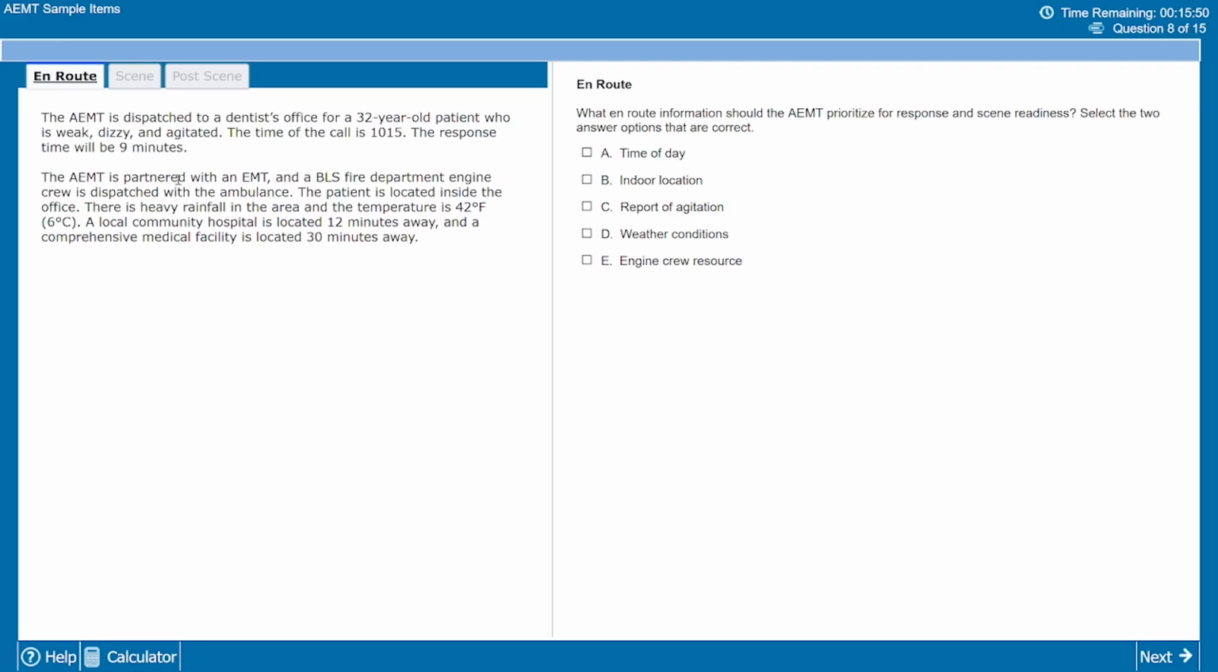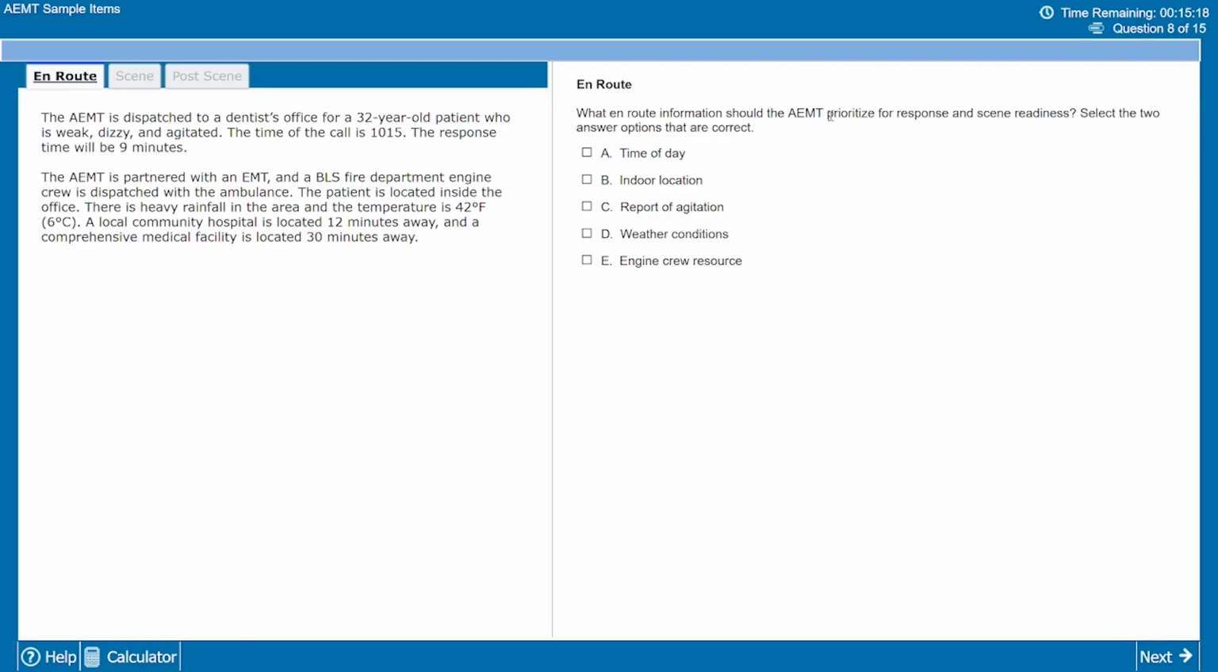The AEMT is partnered with an EMT and a BLS fire department engine crew that is dispatched with the ambulance. The patient is located inside the office. There is heavy rainfall in the area, and the temperature is 42 degrees Fahrenheit, or 6 degrees Celsius. A local community hospital is located 12 minutes away, and a comprehensive medical facility is located 30 minutes away. Who cares? I don't care about any of this right now. What en route information should the AEMT prioritize for response and scene readiness?